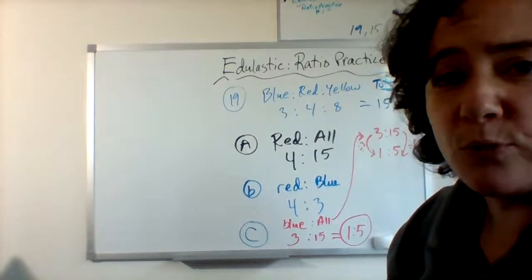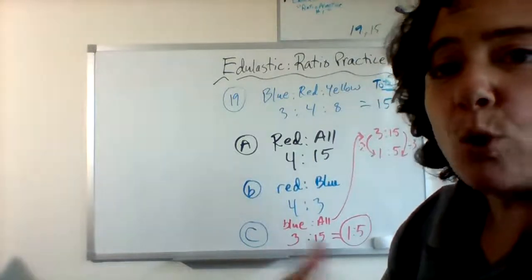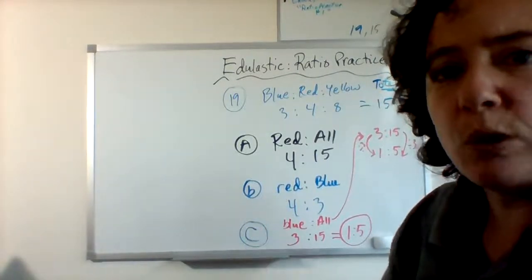That's not the simplest form. Those numbers can still be divided until you get all the way down to, like, if it was a recipe, 1 batch.